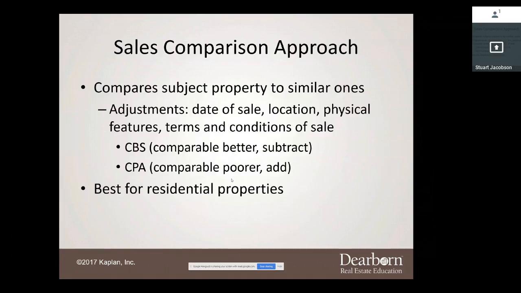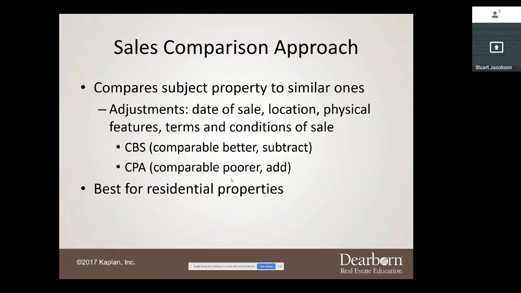When you could substitute one property for another, the least expensive of the two will sell first, okay? So let's talk about the three approaches to value. The actual appraisal process is what we're talking about right now. Now, first, the sales comparison approach is best used for residential properties. Okay, so this is the property type that you will be using for this.